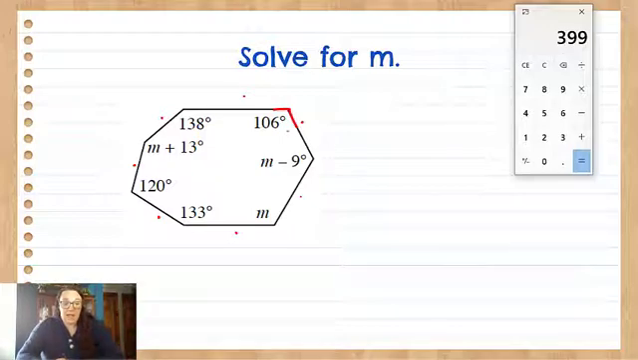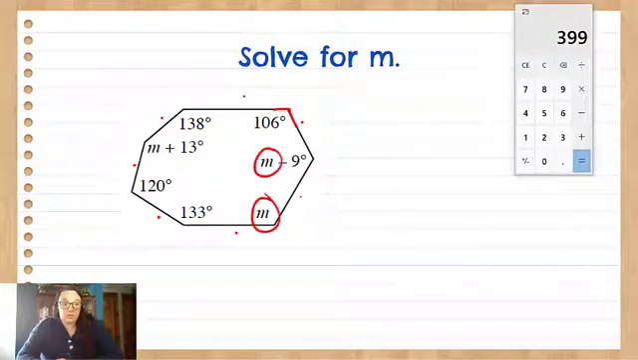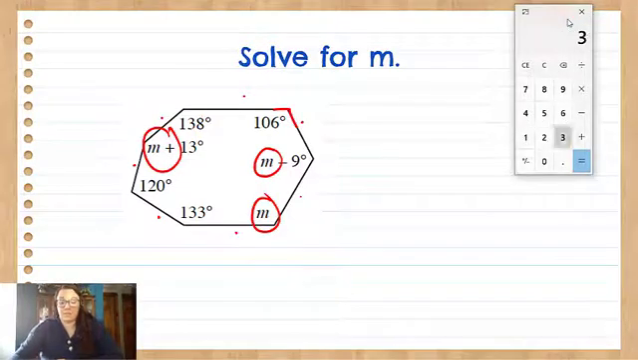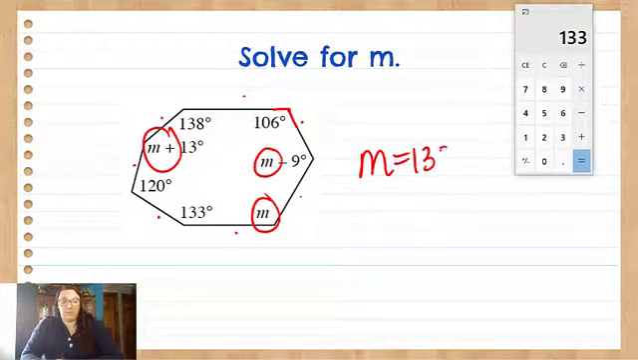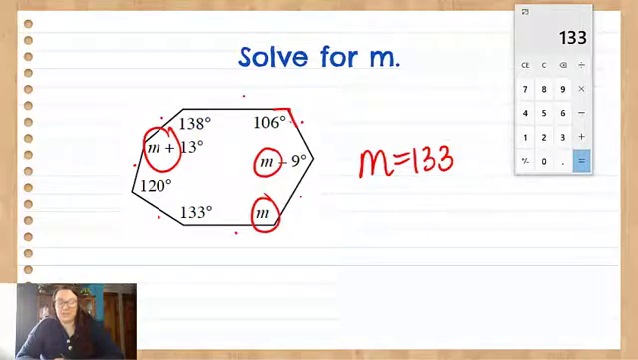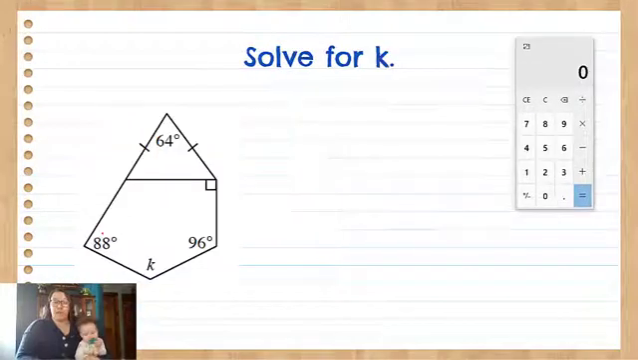And it looks like I have 1, 2, 3 m's to cut that into. So I'll do 399 divided by 3 to get 133. So there we go, m equals 133. Now on my calculator, by the way, I really set up this big equation and was able to solve for m. All right, let's check out this last one here.